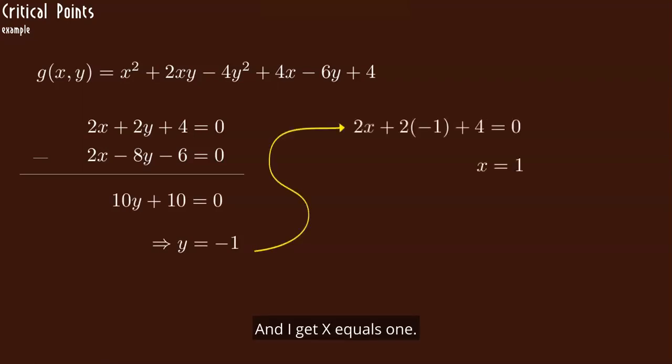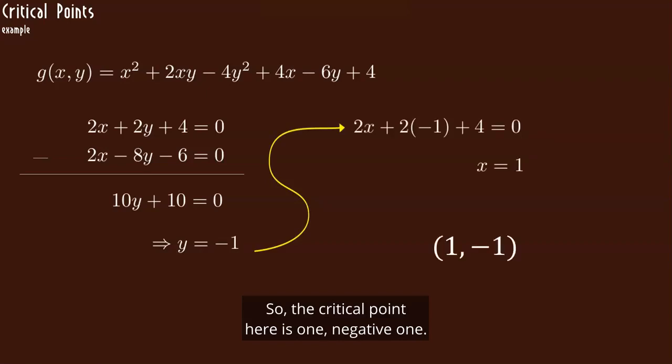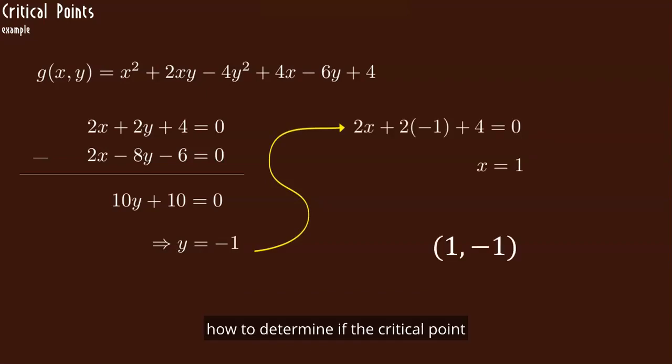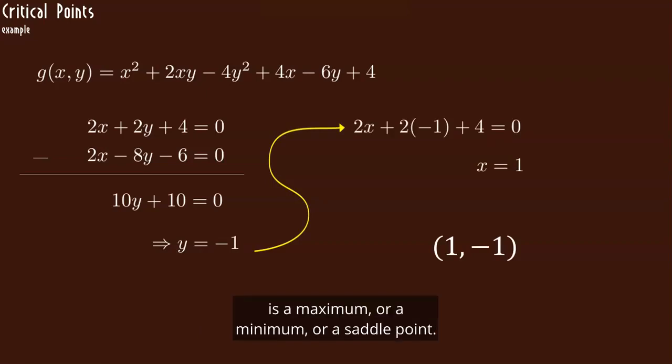Simplify, and I get x equals 1. So the critical point here is (1, -1). Now we want to talk about how to determine if the critical point is a maximum, a minimum, or a saddle point. A saddle point is that weird one that was a maximum in one direction and a minimum in the other, because it kind of looks like a saddle.